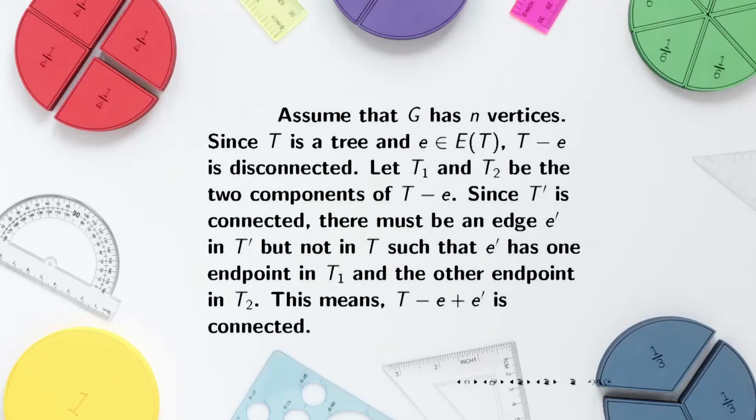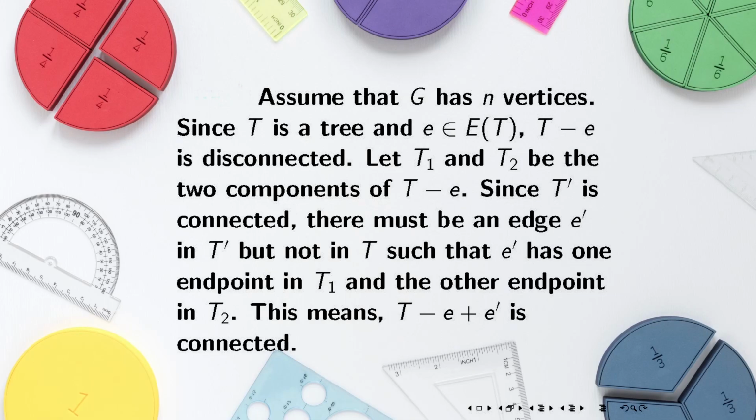And with this information we have to prove that there is at least one edge, say E dash, in T dash but not in T, in such a way that T minus E plus E dash is a spanning tree of G. So, let us now prove it. Assume that G has n vertices.